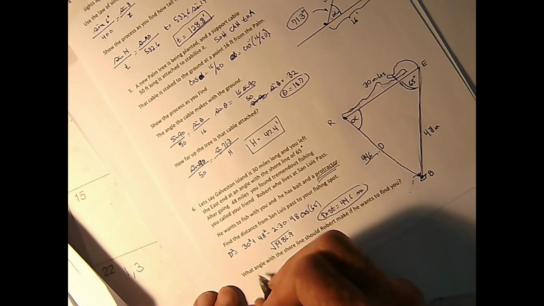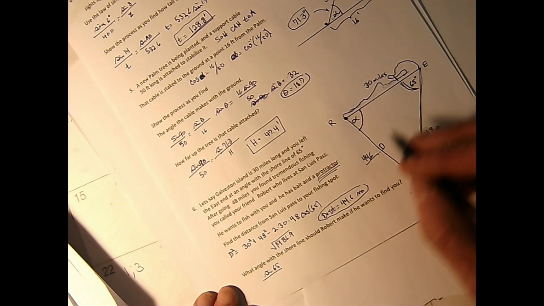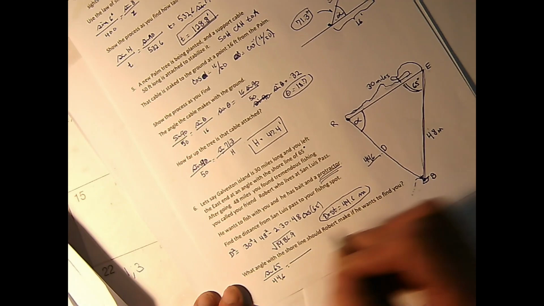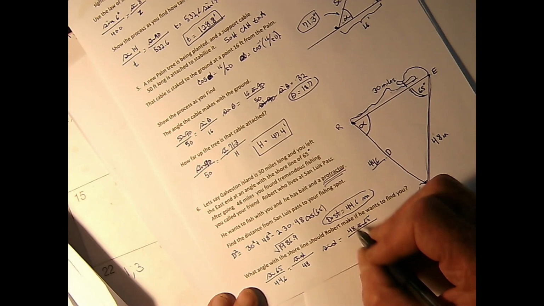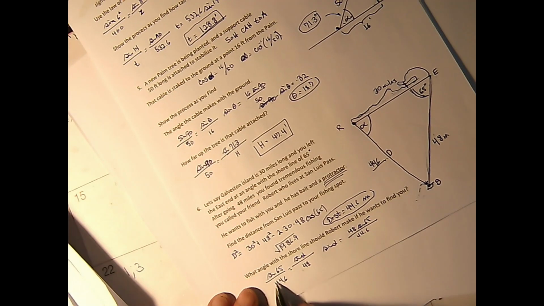So, sine of 65 is to the length of its opposing side. Good thing we figured that out. 44.6 as the sine of alpha is to its opposing side 48. Solve that for the sine of alpha. You don't need to write that to make me happy, but I think it's not a bad exercise. 48 sine 65 over 44.6. Yeah, that'll be the sine of alpha.